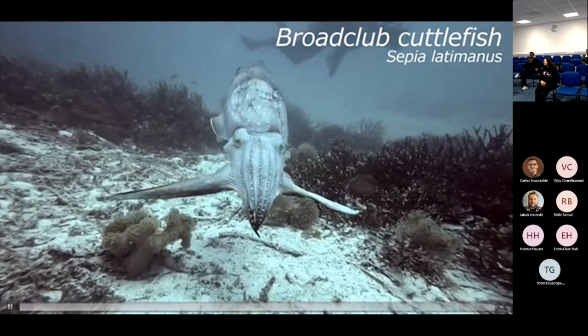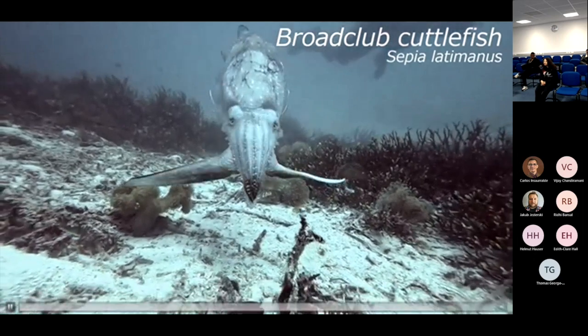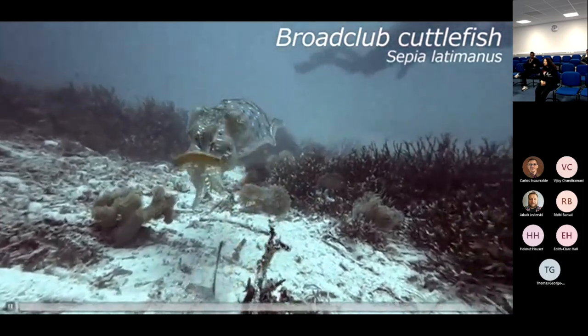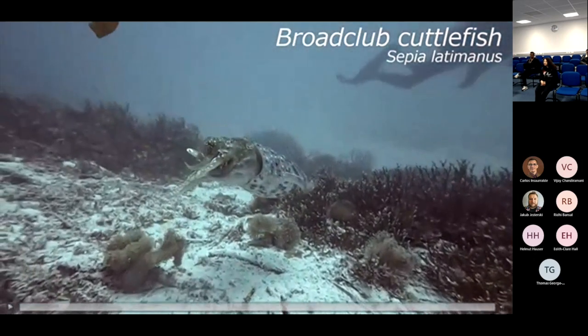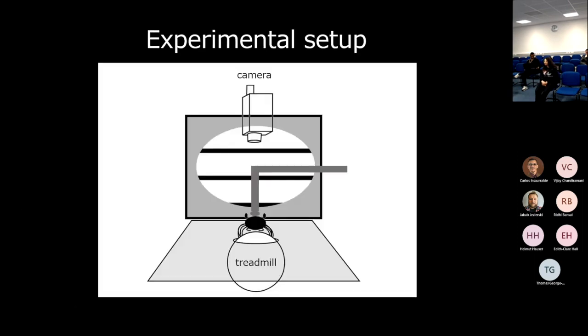And we're fascinated by why the animal's doing it. Is it some sort of dazzle display? Is it mesmerizing the prey, as they call it? So we've embarked on an attempt to try and get to the bottom of this. First thing we wanted to ask is: is prey behavior altered by the moving stripe pattern?